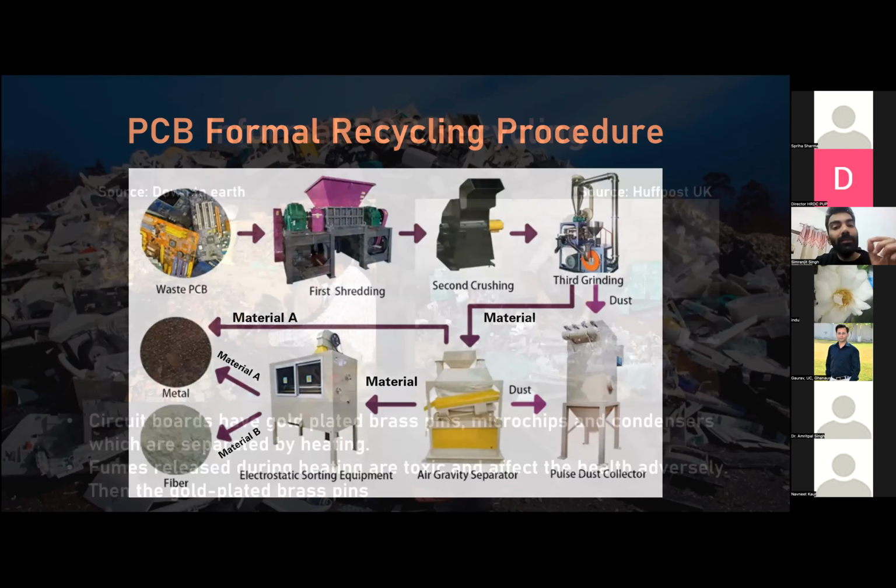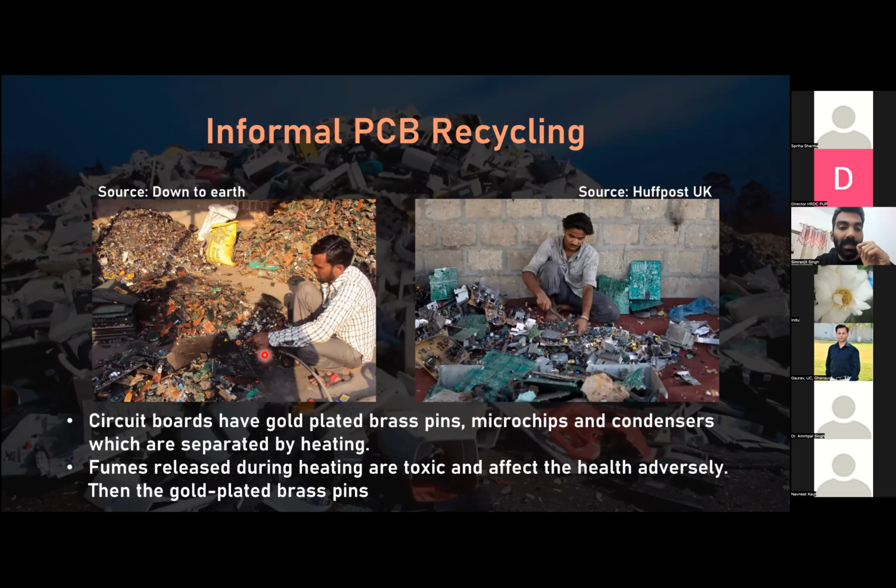What happens in India? 95% is informal. How do they do it? Look, he has set up a source from a gas cylinder, and he is heating PCBs without any protection. What is he doing? He is heating them, trying to extract some gold plated brass pins, some component, some capacitor, checking whether it works or not. To extract small things, they are doing informal recycling.